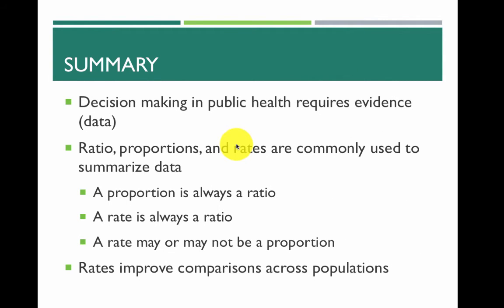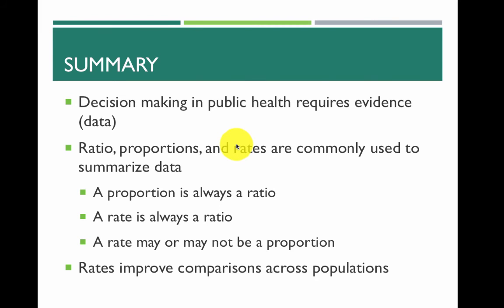So you can see that you have to be very careful when you're calculating incidence and prevalence rates. So just to wrap up, although rates, ratios, and proportions may seem deceptively simple, carefully measuring morbidity and mortality in populations is an art as well as a science. So decision-making in public health requires good data. And just some takeaway points: a proportion is always a ratio, a rate is always a ratio, but a rate may or may not be a proportion.